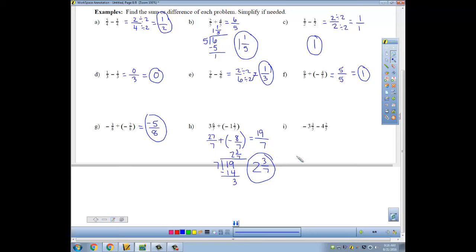Okay, last one, part I. I have mixed numbers again, so I'm going to turn them into improper fractions. 5 times 3 is 15, plus 3 is 18, so that's -18 over 5. Minus 5 times 4 is 20, plus 2 is 22 over 5. Now this is subtraction, so you could change subtraction to addition, change the sign of your second number. Now they're same sign, so we add and keep. 18 plus 22 is 40, so it's a -40 over 5. -40 divided by 5 is -8.